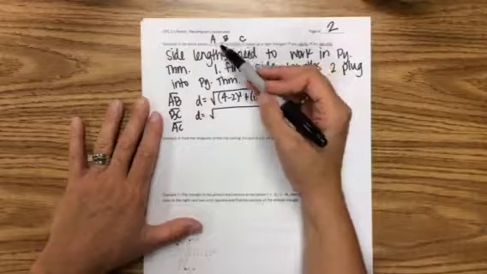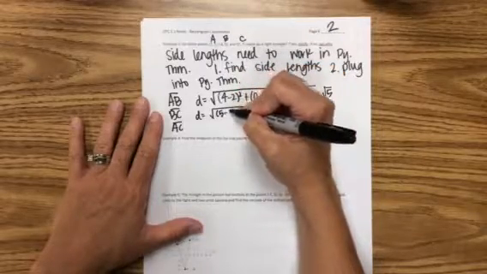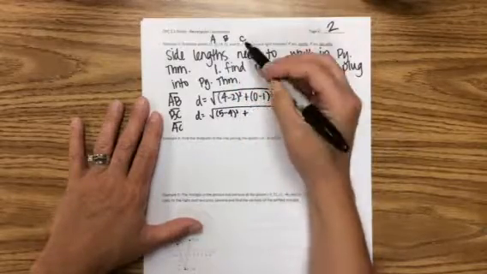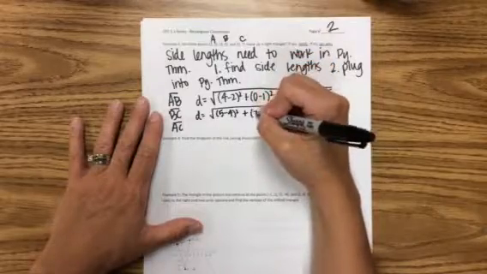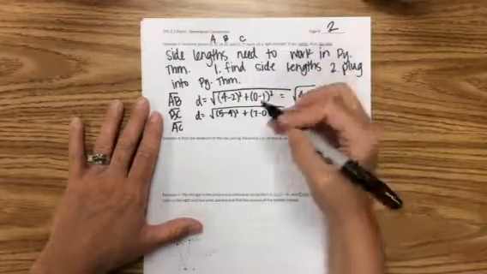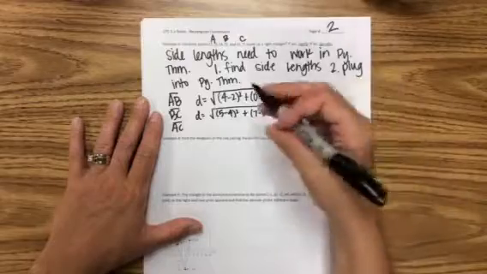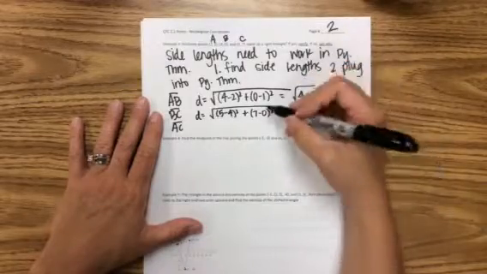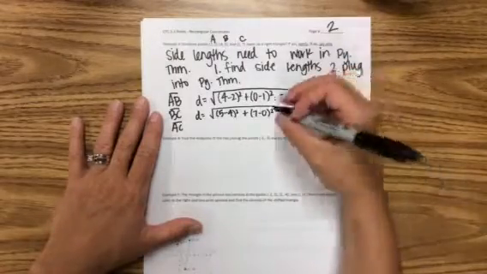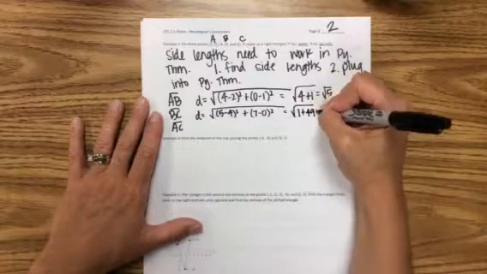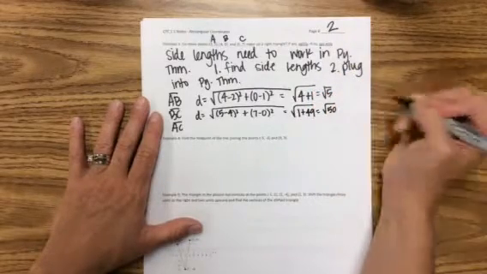BC, so that would be 5 minus 4 squared plus 7 minus 0 squared. 5 minus 4 is 1. 1 squared is 1. 7 minus 0 is 7. 7 squared is 49. So it would be the square root of 50.